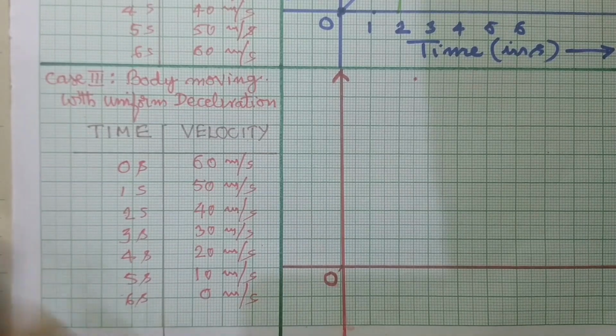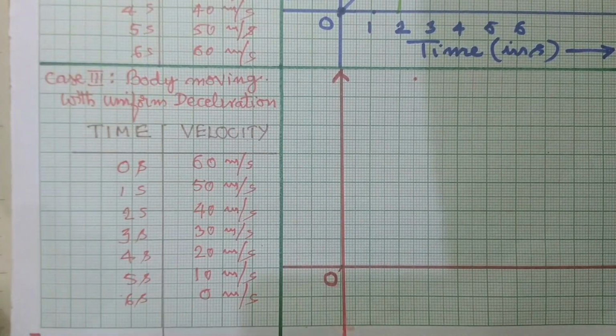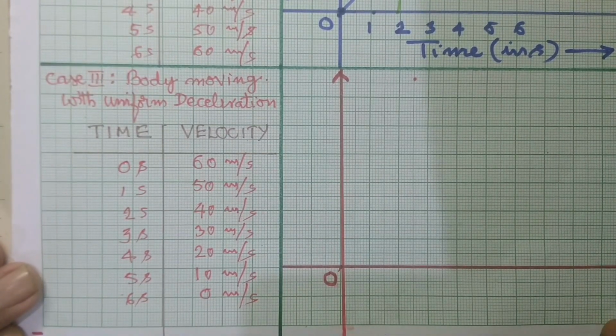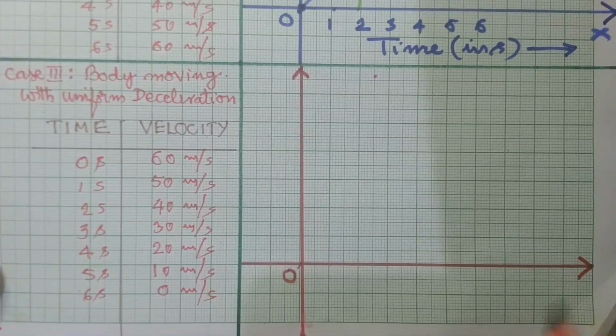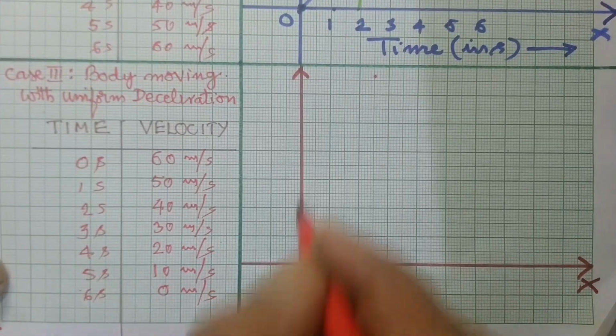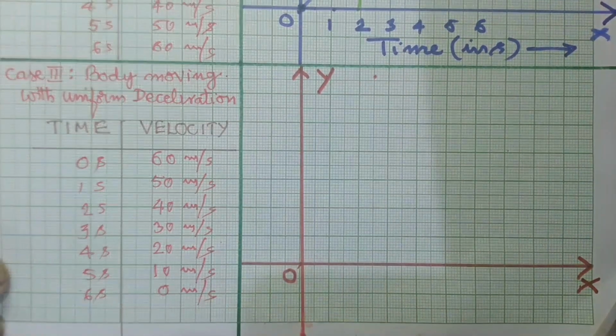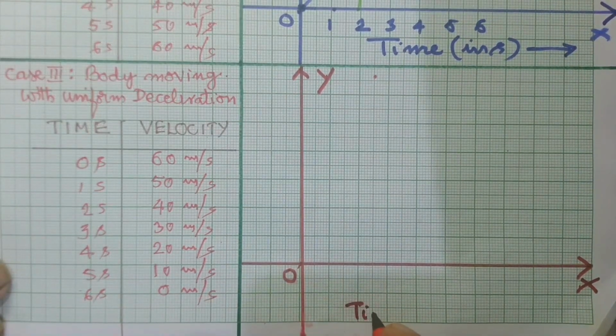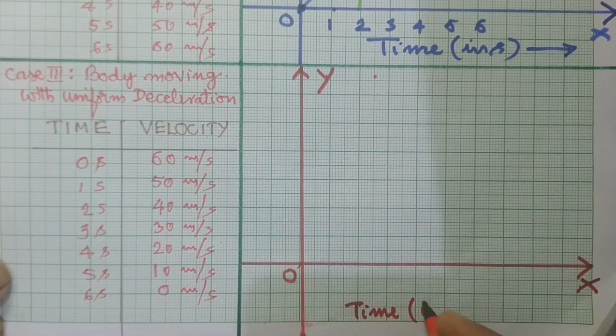Now let us put the values on the graph and see here. This is the x-axis, this is the y-axis. Here as usual we take the time in seconds.